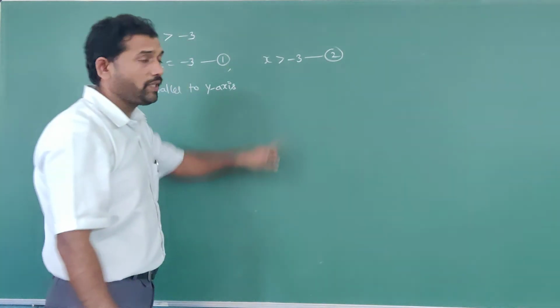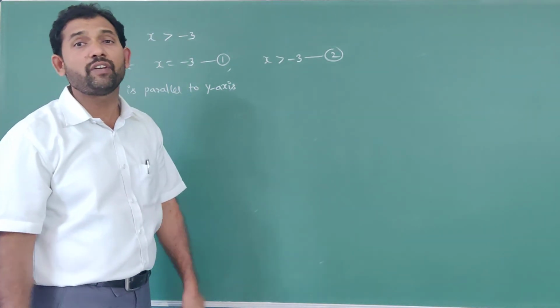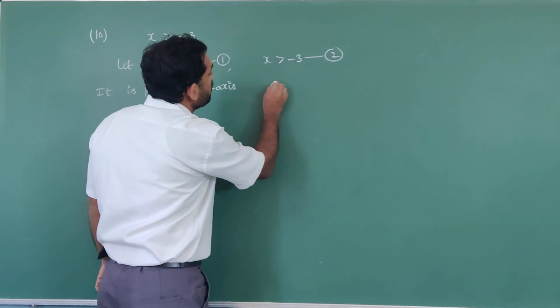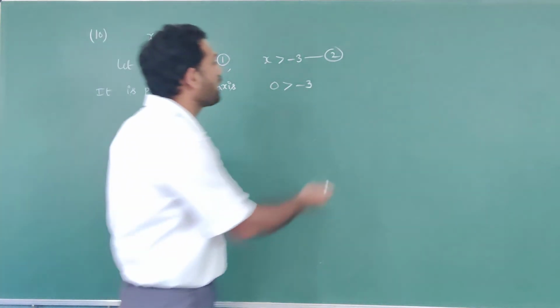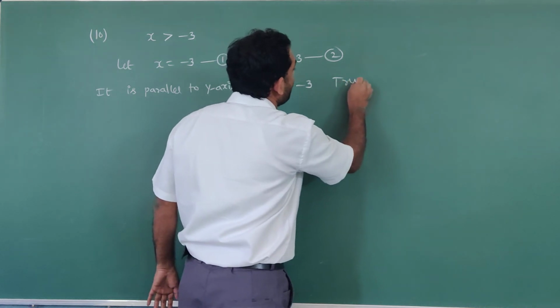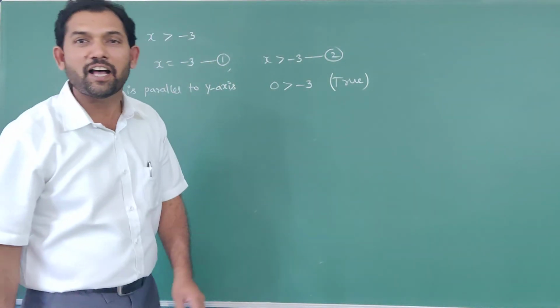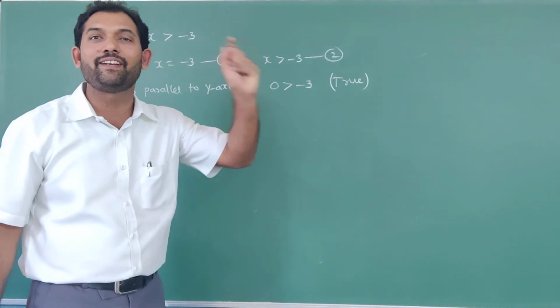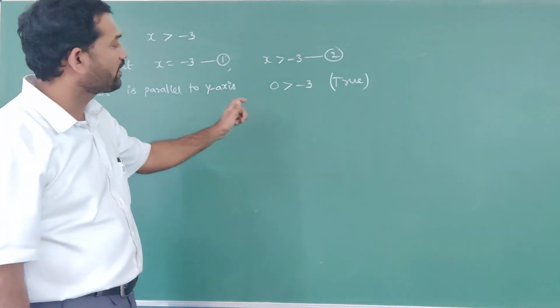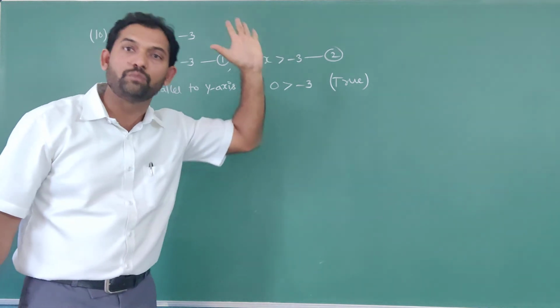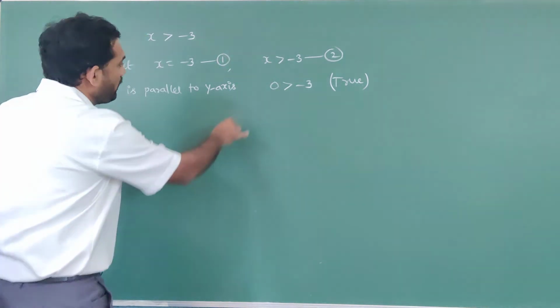Now you substitute 0 in equation number 2. What happens? 0 greater than minus 3. 0 is bigger compared to minus 3. It is always true. Clear? Now coming to the graph.